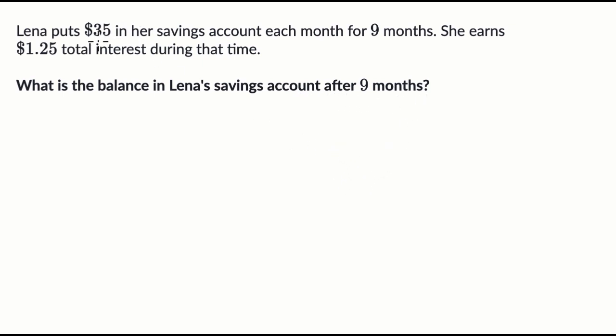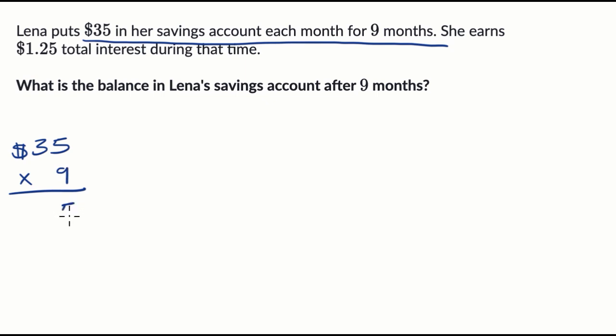Okay, so first we just have to calculate how much she put in and then add the interest. So the amount that she puts in is $35 per month times 9 months. So if we take $35 times 9 months, 9 times 5 is 45. 9 times 3 is 27, plus 4 is 31. So that's how much she deposits, but she also got interest on that.